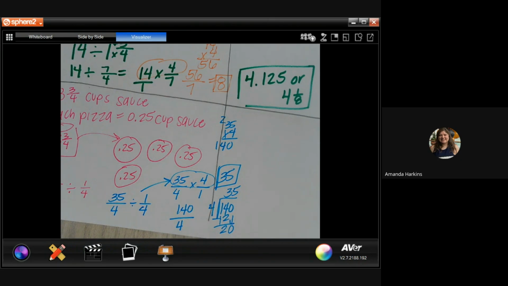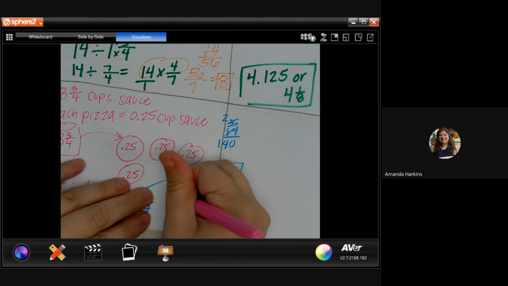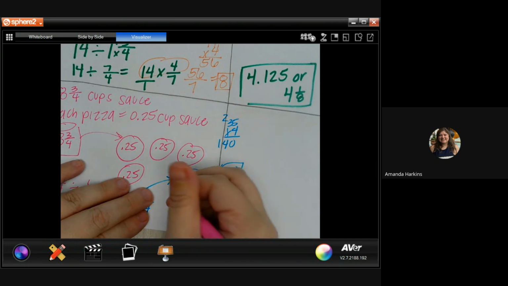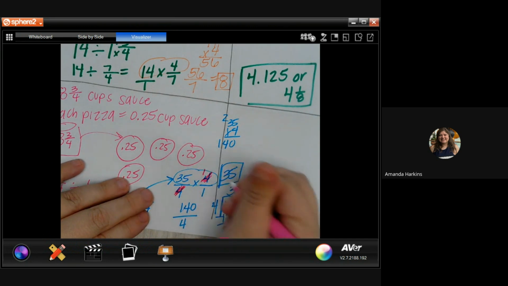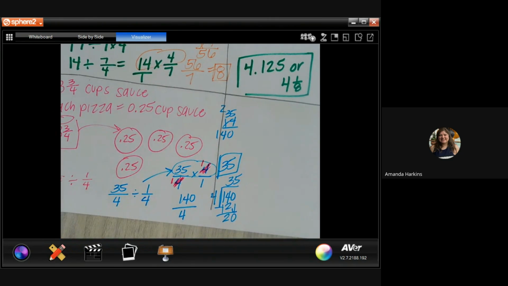Ooh, y'all also want to see something? Do y'all see how we have 35 over 4 times 4 over 1? If I can simplify this, 4 divided by 4 is 1, and 4 divided by 4 is 1. So it gives us the answer. Boom. I didn't notice that until now. Look at us go. Okay, we have one more problem.